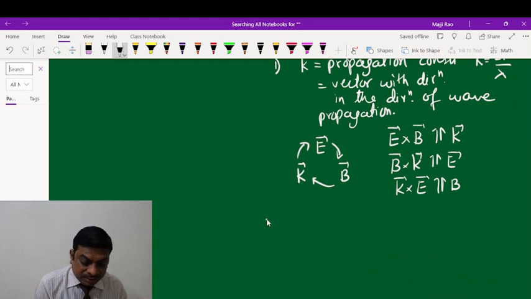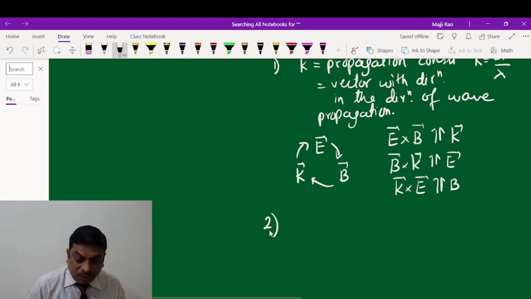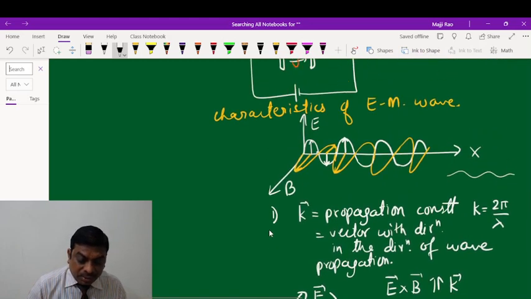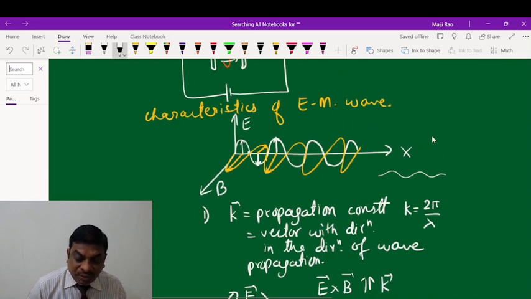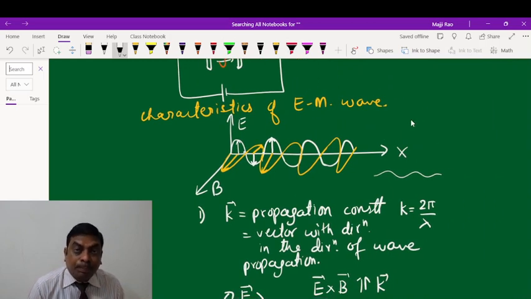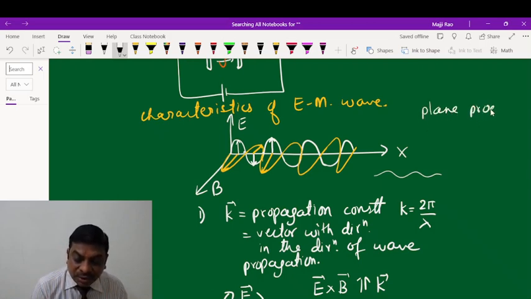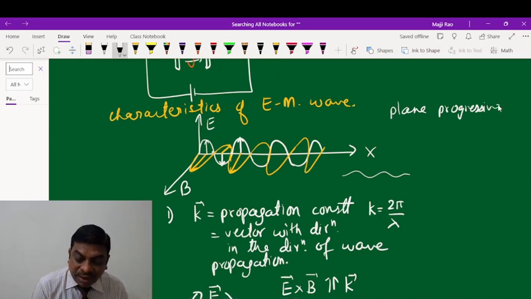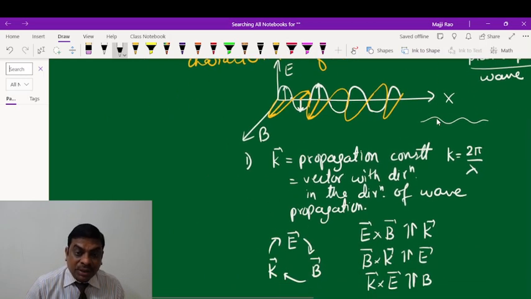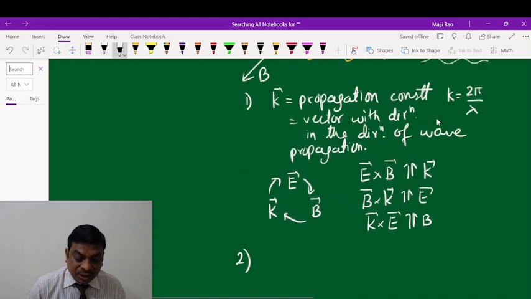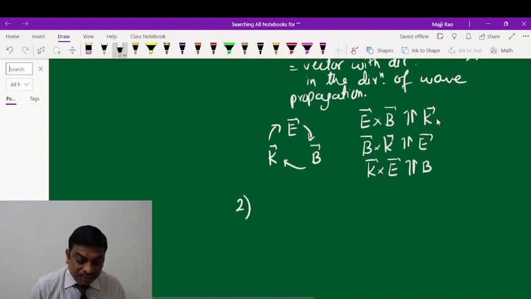Right. Then, the second point is this. Remember, students, the diagram which I have drawn is a plane progressive wave. It's a plane progressive wave because the electric field and magnetic field are oscillating in a single plane, and it is also advancing with a speed equal to that of light, of course.